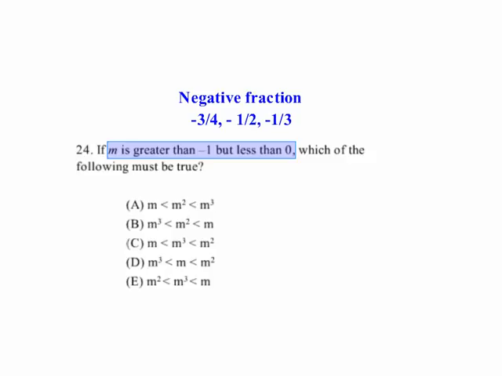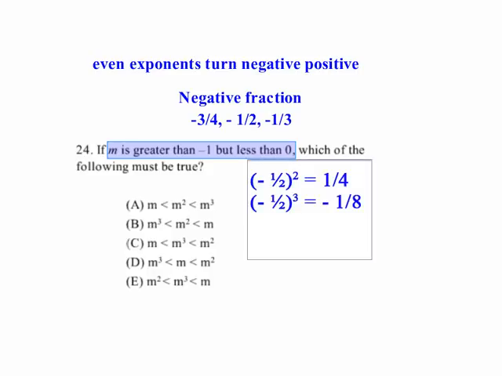So it would be a negative fraction like negative 3/4, negative 1/2, negative 1/3. So we've got two things to consider here. We've got to remember that when we multiply a fraction by itself, it gets smaller. And we've got to remember that even exponents turn a negative fraction positive. Let's look at one for instance. Let's just say that m is negative 1/2. Well, negative 1/2 squared is 1/4. That's a positive number. So negative 1/2 squared is going to be the greatest number.